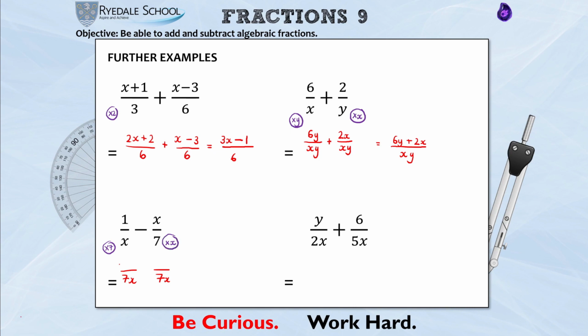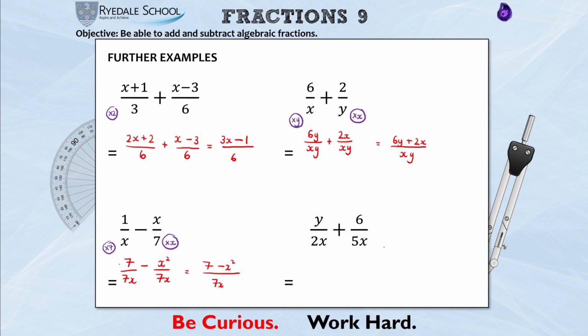So what is going to happen to my numerators? Well, 1 times 7 is 7, but how do I write x times x? This one would be x squared. So I can write this answer as 7 minus x squared, combining my numerators, over 7x.